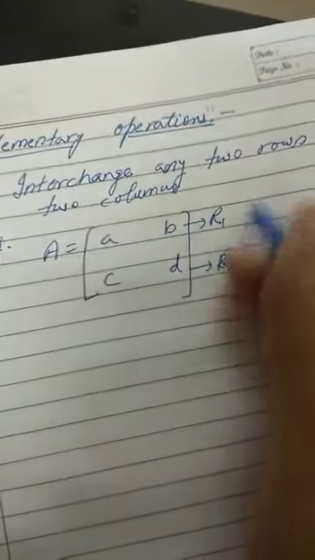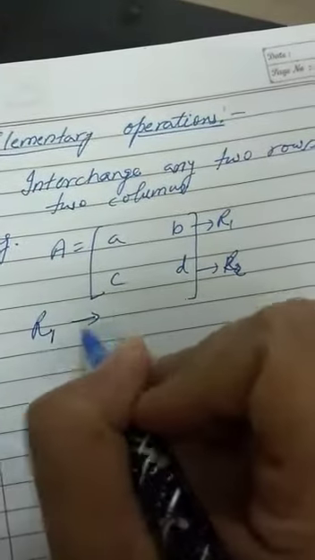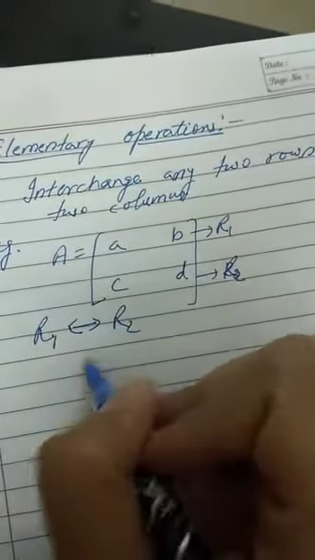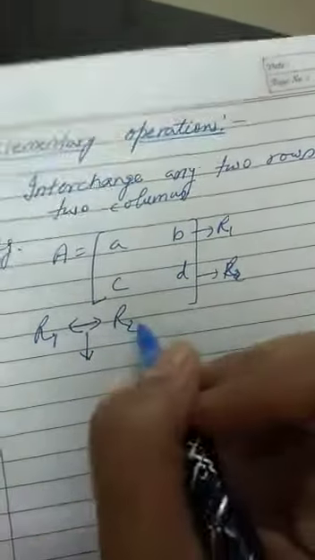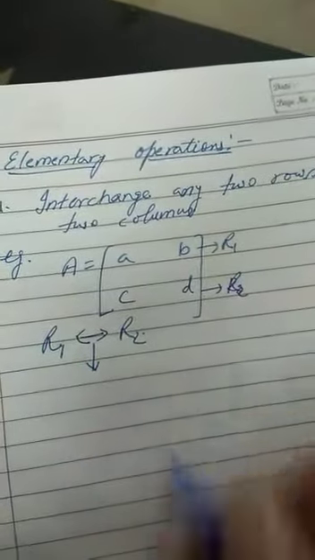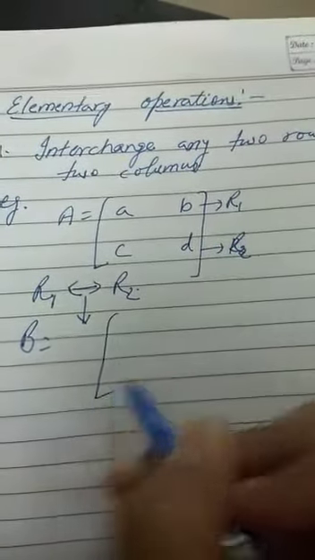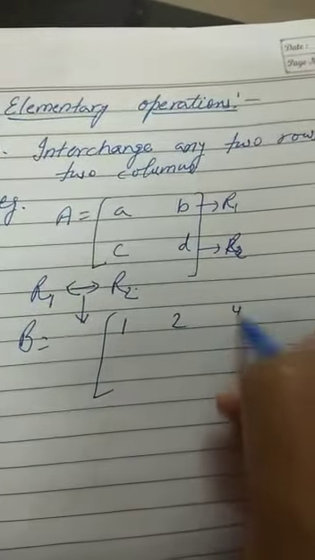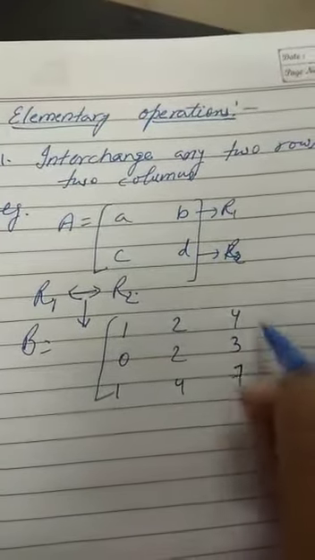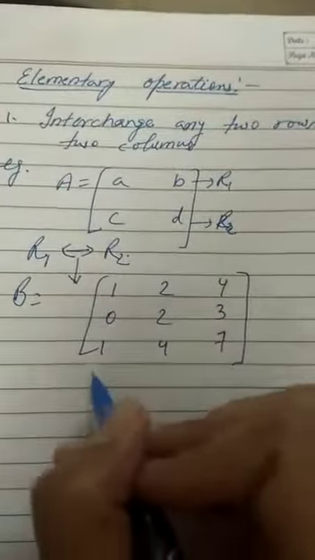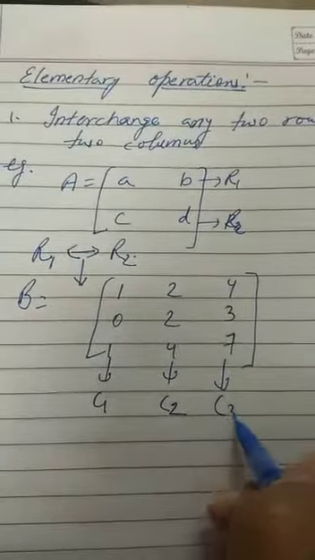If I want to change these two rows, interchange, then how will I write down? I will write down R1 double headed arrow R2. This arrow is representing that R1 will take the position of R2 and R2 will take the position of R1. And if you want to change any two columns, let us take another example. Here it is 1, 2, 4, 0, 2, 3, 1, 4, 7. Let us take one simple example.